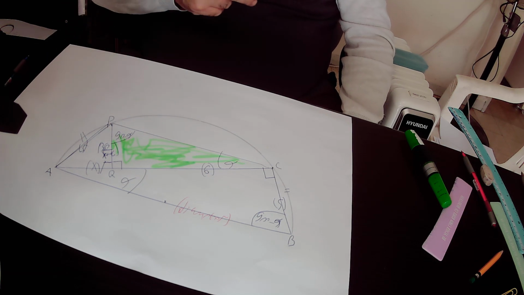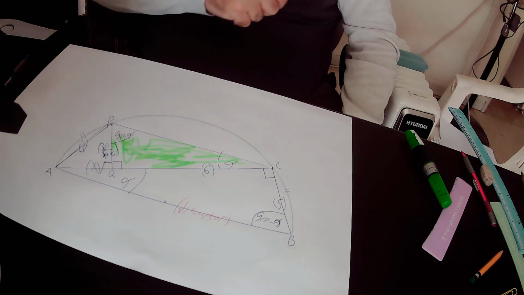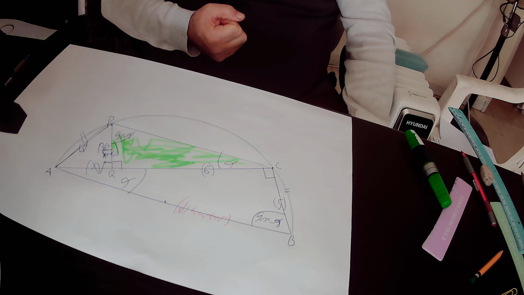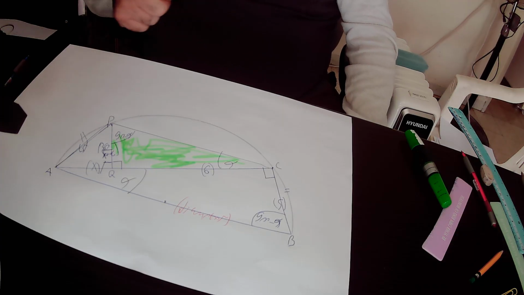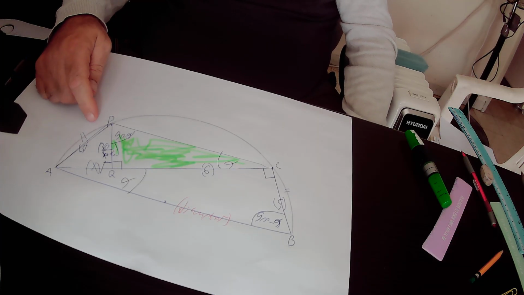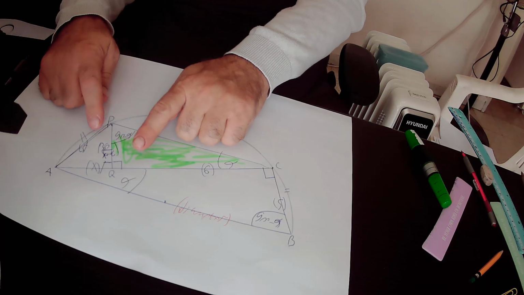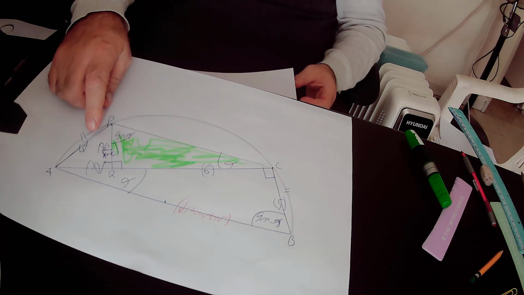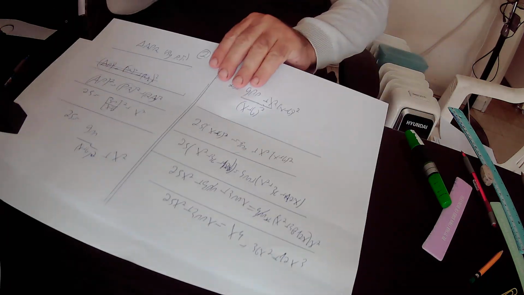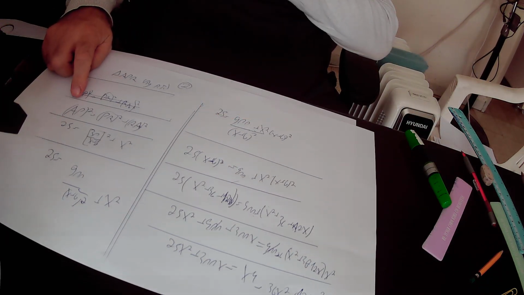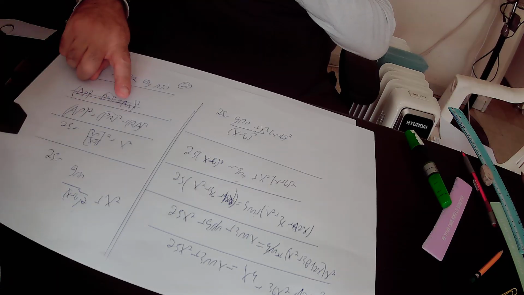So we implement the Pythagoras theorem on this right triangle APQ. According to the Pythagoras theorem, in any right triangle the square of the hypotenuse equals the sum of the squares of the perpendicular sides. So in the right triangle APQ, AP squared, the square of the hypotenuse, equals PQ squared plus QA squared. Repeat again, in this right triangle APQ, AP squared equals PQ squared plus QA squared.